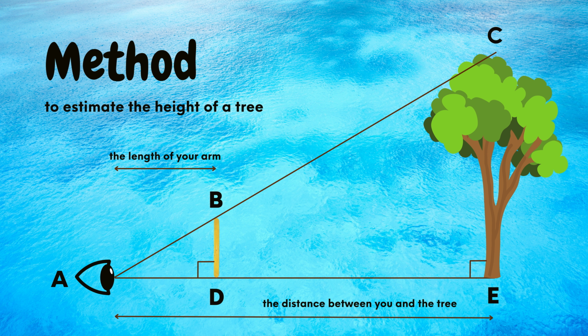By the law of corresponding sides of similar triangles, ratio of corresponding sides are equal. AD over AE is equal to BD over CE. After knowing how this method works, we can simply measure the different distances and the length of the stick to find how tall is the tree.